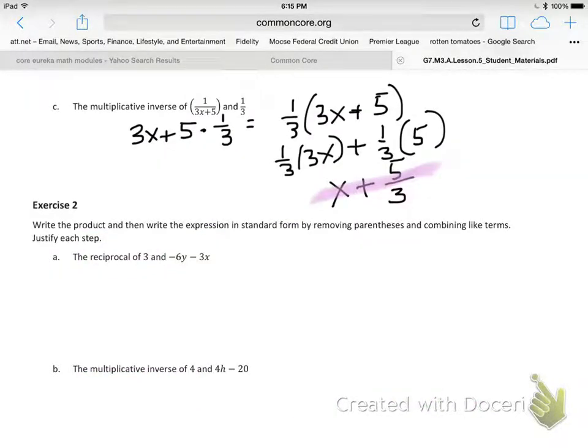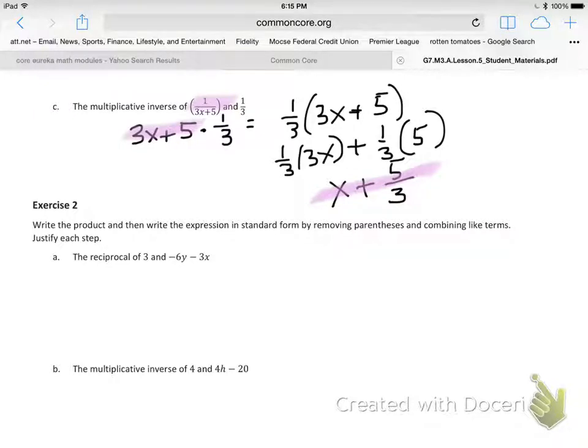Okay, and C, similar, but now it looks confusing, but it doesn't need to be, because the multiplicative inverse of 1 over 3x plus 5 is just 3x plus 5. Putting 1 over any expression just means that the expression on the bottom, in the denominator, is going to be the multiplicative inverse.